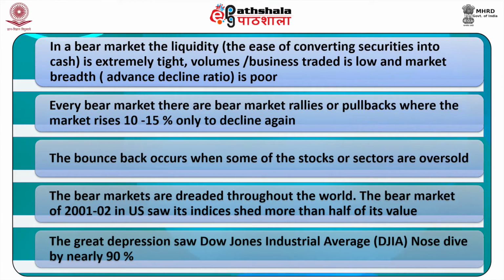The volumes or the business traded is low, and the market breadth, which is nothing but advance decline ratio, is poor. In every bear market, there are bear market rallies or pullbacks where the market rises 10 to 15% only to decline again. Which means the market may decline, may recover, and then again may decline. The bounce back occurs when some of the stocks or sectors are oversold.